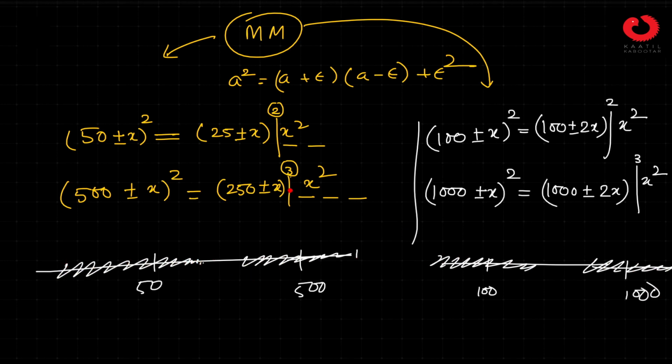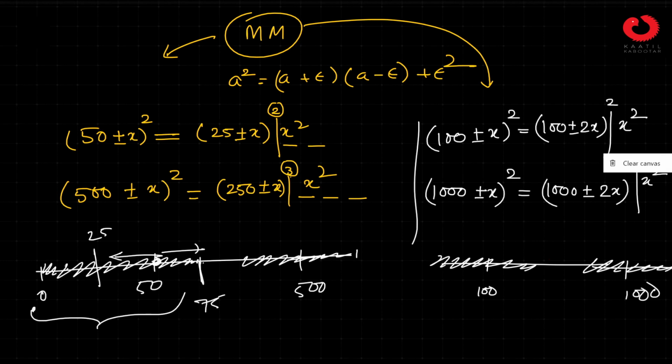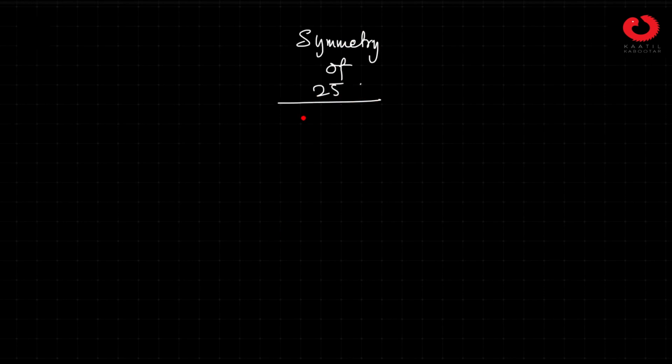Now one more thing I wanted to talk about in this particular topic, and that is the symmetry of 25. Just now we were able to remember the squares from 0 till 75 by our logic: from 0 to 24 you already knew, and then by this plus minus x around 50 you can go from here to here, till 75. So one small observation I have to point out is called the symmetry of 25.